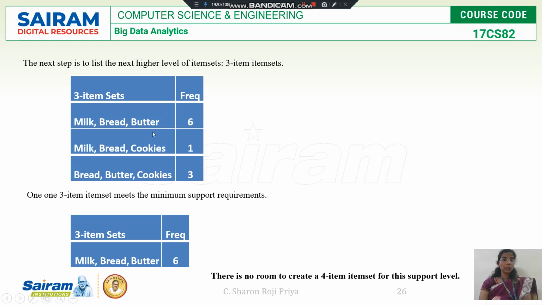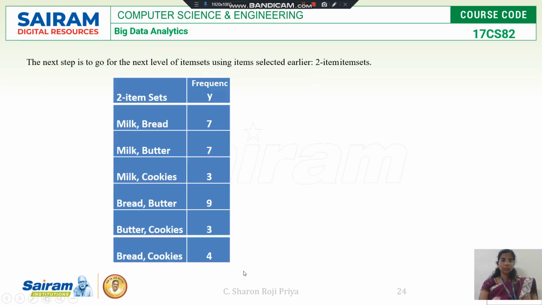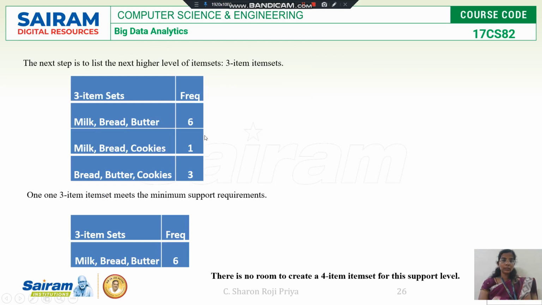Now you have to go to the transaction list and check the frequency of these three items together. Milk, bread, butter: 1. Next, milk, bread, butter: 2. Milk, bread, butter: 3, 4, 5, and 6. That's it. That's how you got the 6.